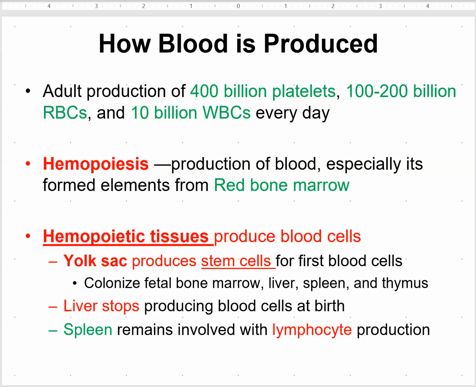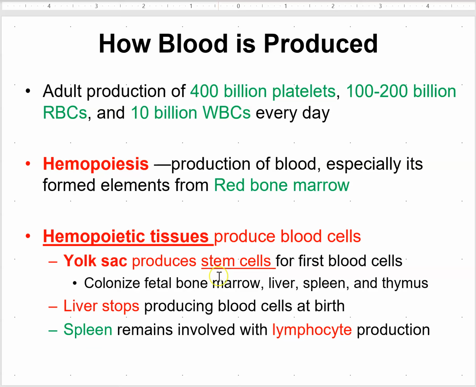So the human embryo, the first site of blood formation in the embryo is the yolk sac. Okay, the yolk sac produces something called stem cells. These stem cells have the ability to act as precursors for a lot of different blood cells. So we call them precursor cells or stem cells, that are capable of producing a particular type of blood cell when needed.